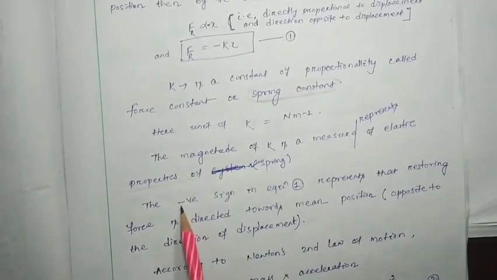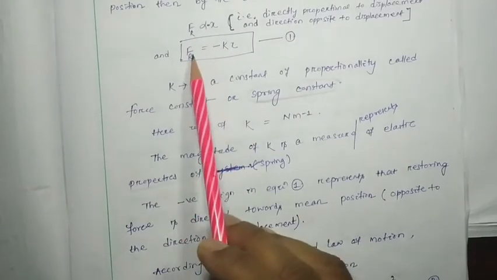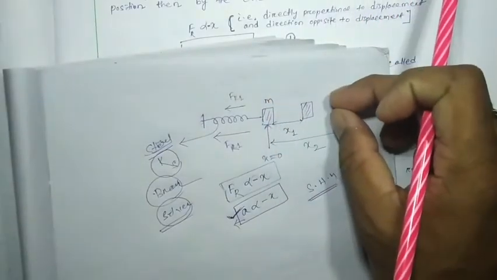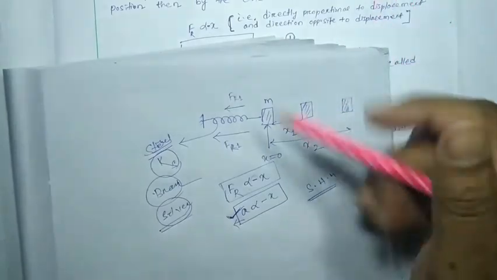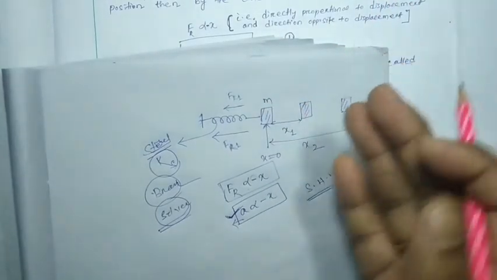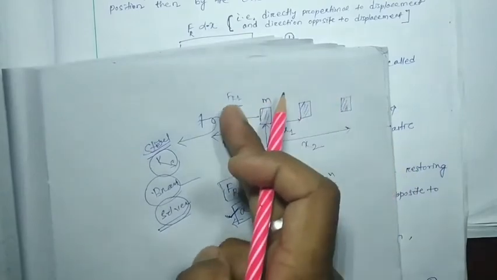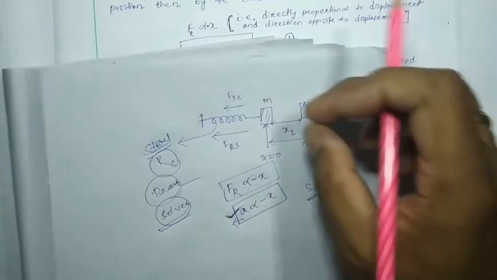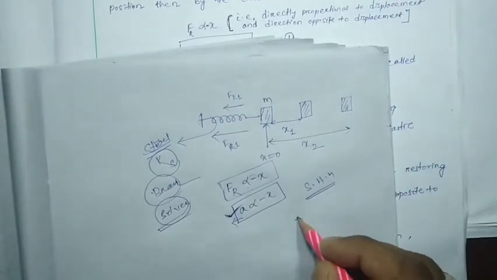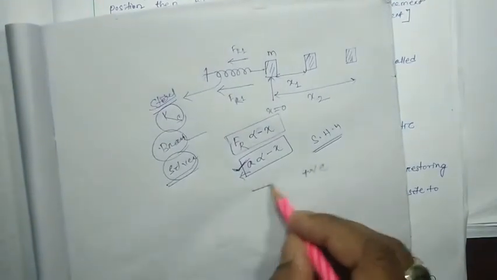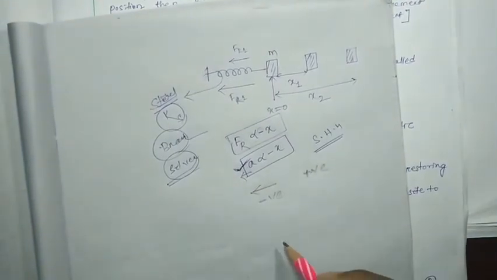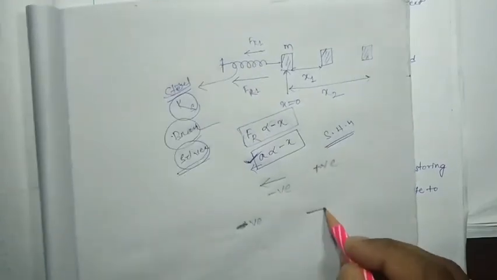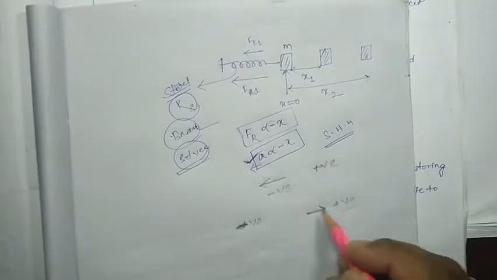So here the negative sign means the force is always directed towards the mean position. That means if we drag the mass along the positive x-axis direction, the restoring force is towards the negative x-axis direction. If we press the mass to this side, the restoring force will be towards the positive x-axis direction. If displacement is along the positive x-axis, the restoring force is along the negative x-axis. If displacement is along the negative x-axis, the restoring force is along the positive x-axis.